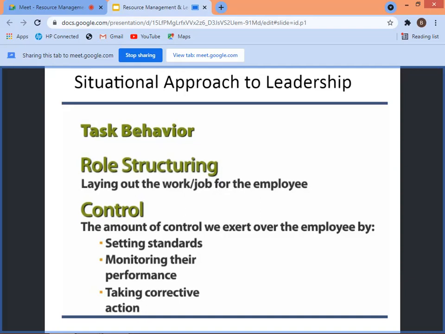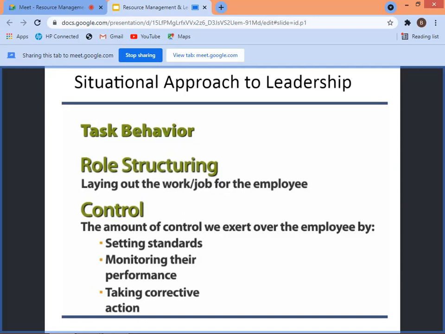You have to have control, the amount of control we exert over the employee by setting standards. You have to set the standard. This is the standard that you're going to meet, or this is the standard that you're going to exceed in meeting. So you know the standards. So that will be the basis in terms of performance management. When you are being appraised after 6 months or after 1 year, you know already what is expected of you as an employee of this organization, because you know the standard set and you understood.